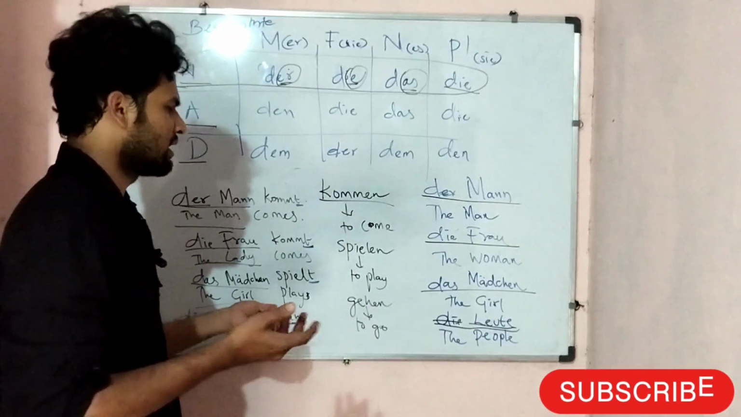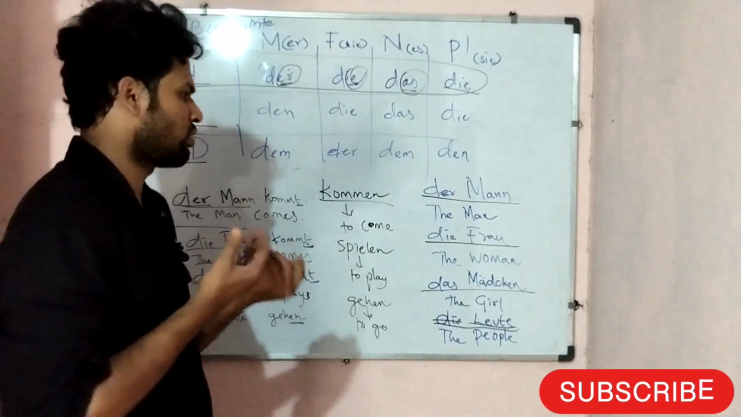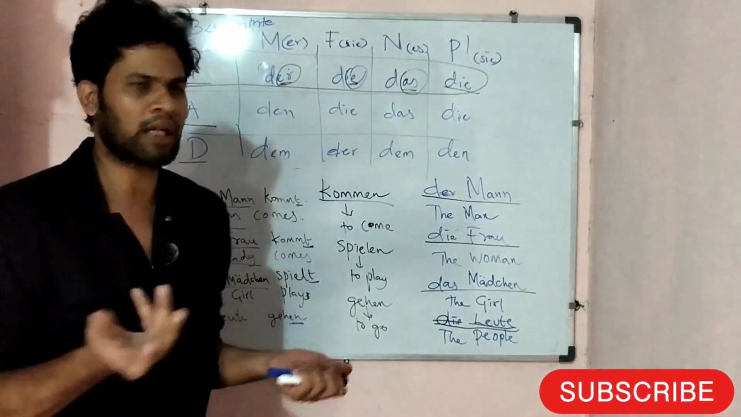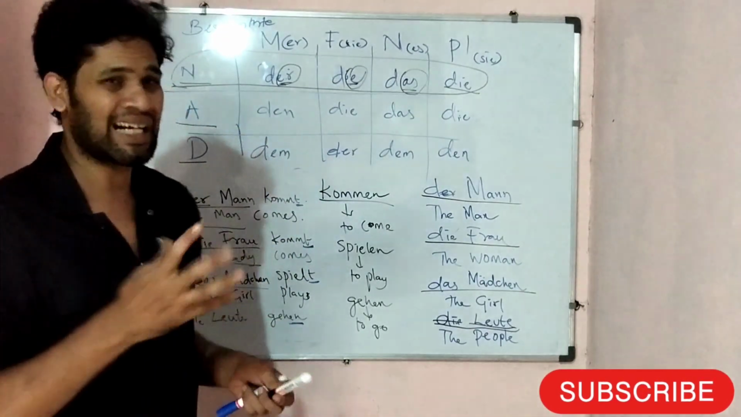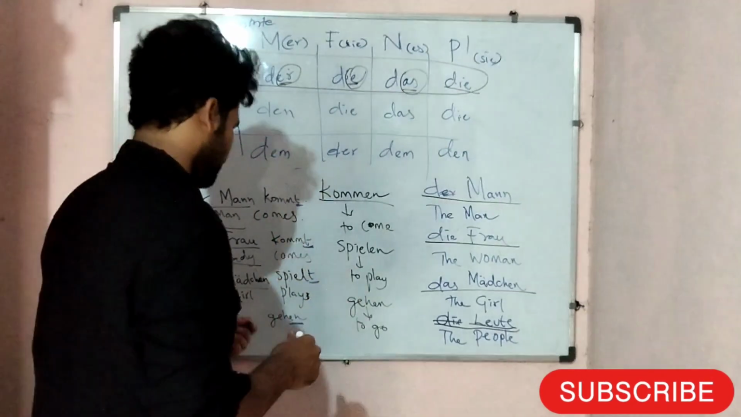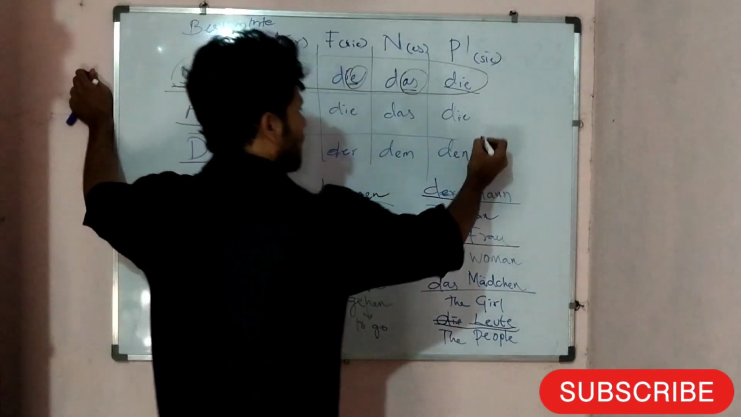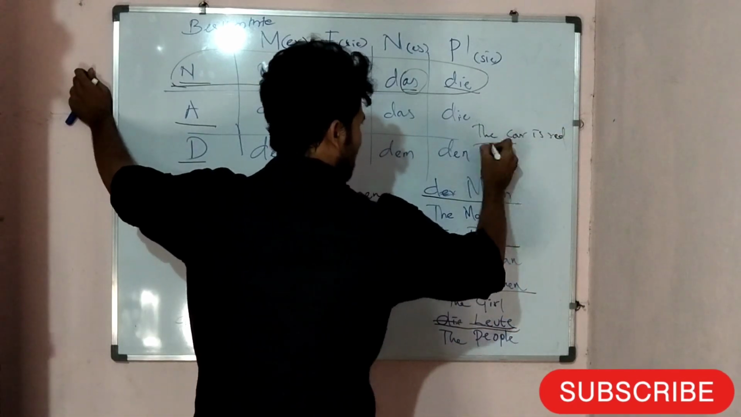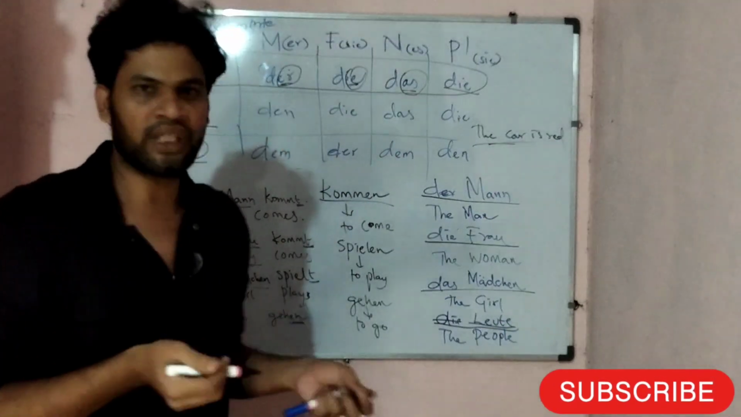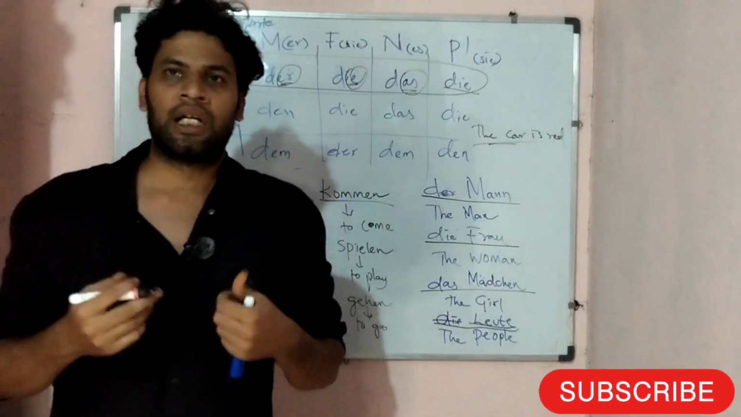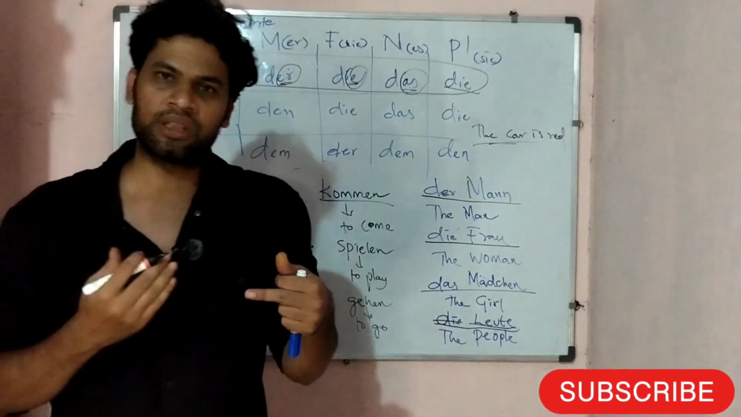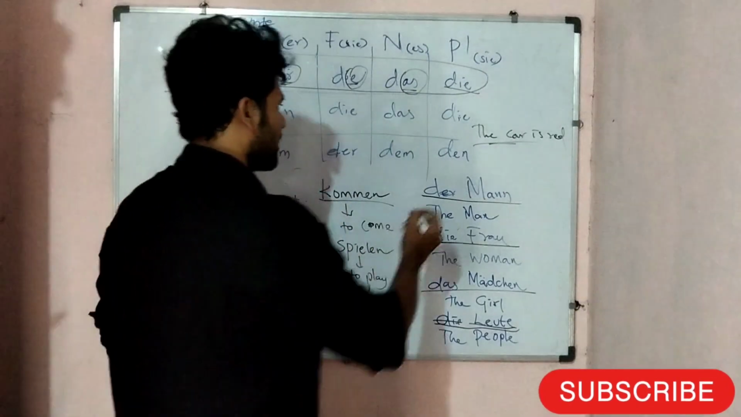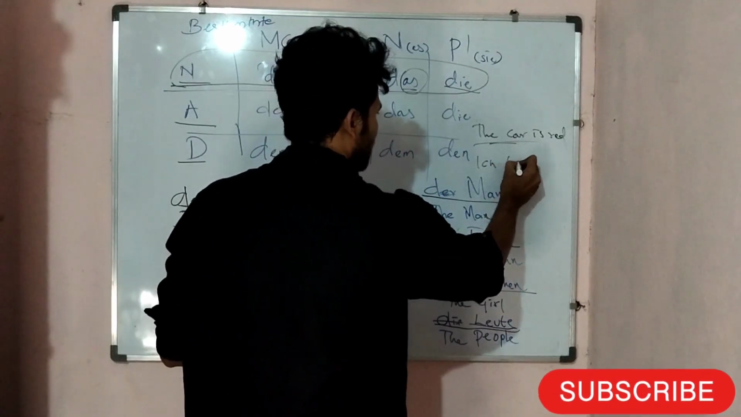I hope you understood the subject. A subject can be anything. It is not mandatory to be a person. It can be something else also. For example, the car is red. What is the subject here? The car. And if I say, I am Bharat, what is the subject in this? I am Bharat: Ich bin Bharat, in German.